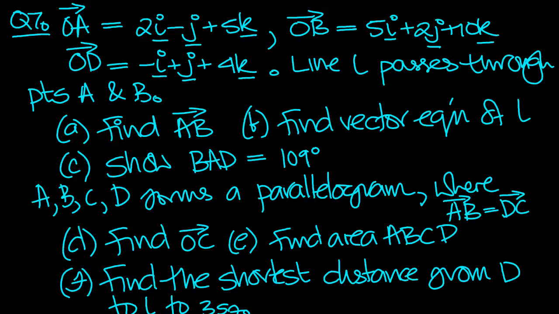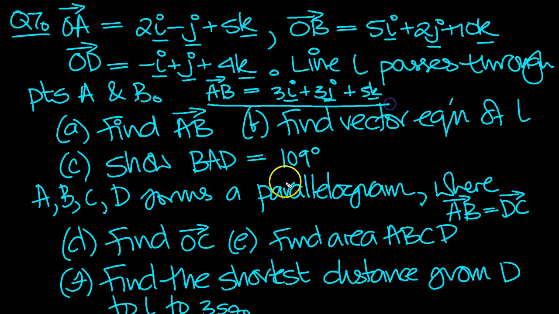So let's have a look at this then. Here's the question in summary form. Because it's such a long question, I'll try and put some of the answers in the actual question itself. So the first thing was to find AB. The vector A to B is just B minus A. So 5 minus 2 is 3i. 2 minus minus 1 is 2 plus 1, 3j. 10 minus 5 is 5k. So there's AB. I'll just underline that.